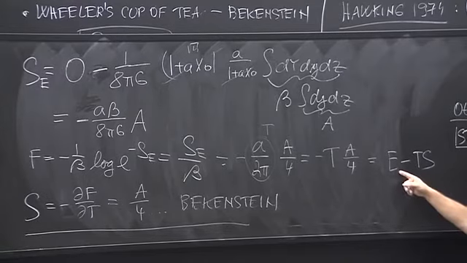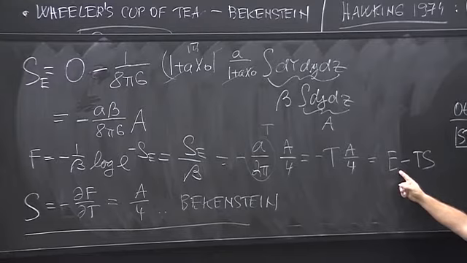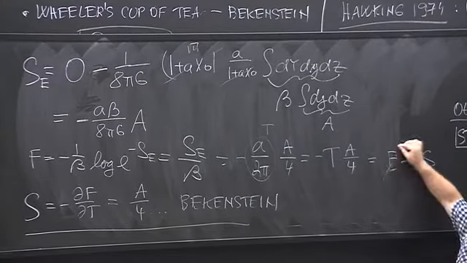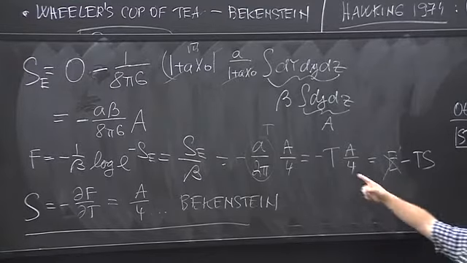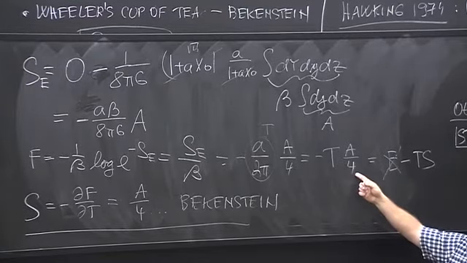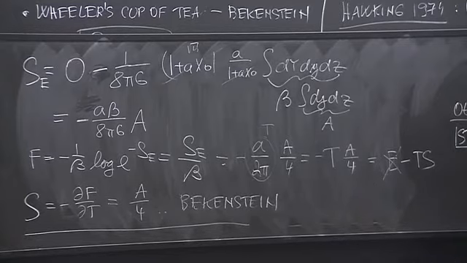Now internal energy is, of course, the total energy of the space-time, which is m, which is 0 here because we don't have any mass. So this term is gone, and it's minus Ts. And this is what we are finding here. So that's another way you can find that the entropy is A over 4.